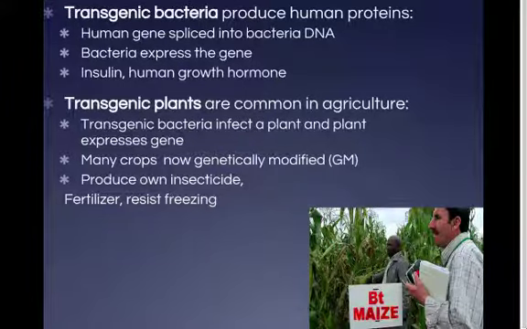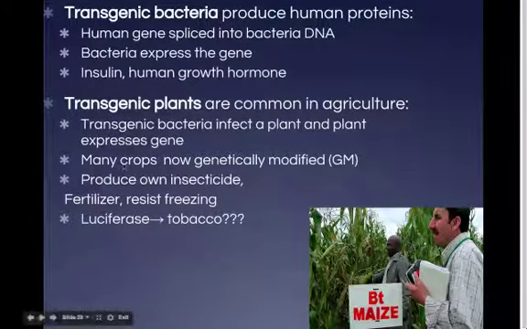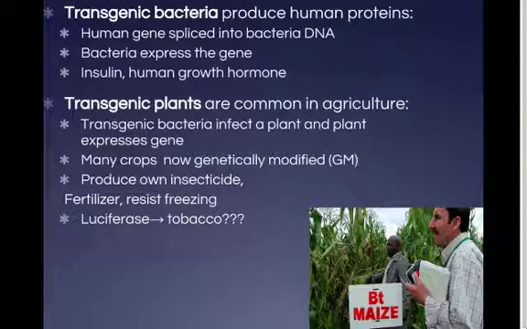Another example is plants that actually produce their own fertilizer and plants that resist freezing. So a while back, tobacco plants are a huge export of the United States. And one of the problems is that we couldn't grow it during certain seasons because it would actually frost too easily. So we found a type of gene that actually allows the tobacco to resist freezing, and that's called luciferase. It's an enzyme that allows tobacco to resist freezing.